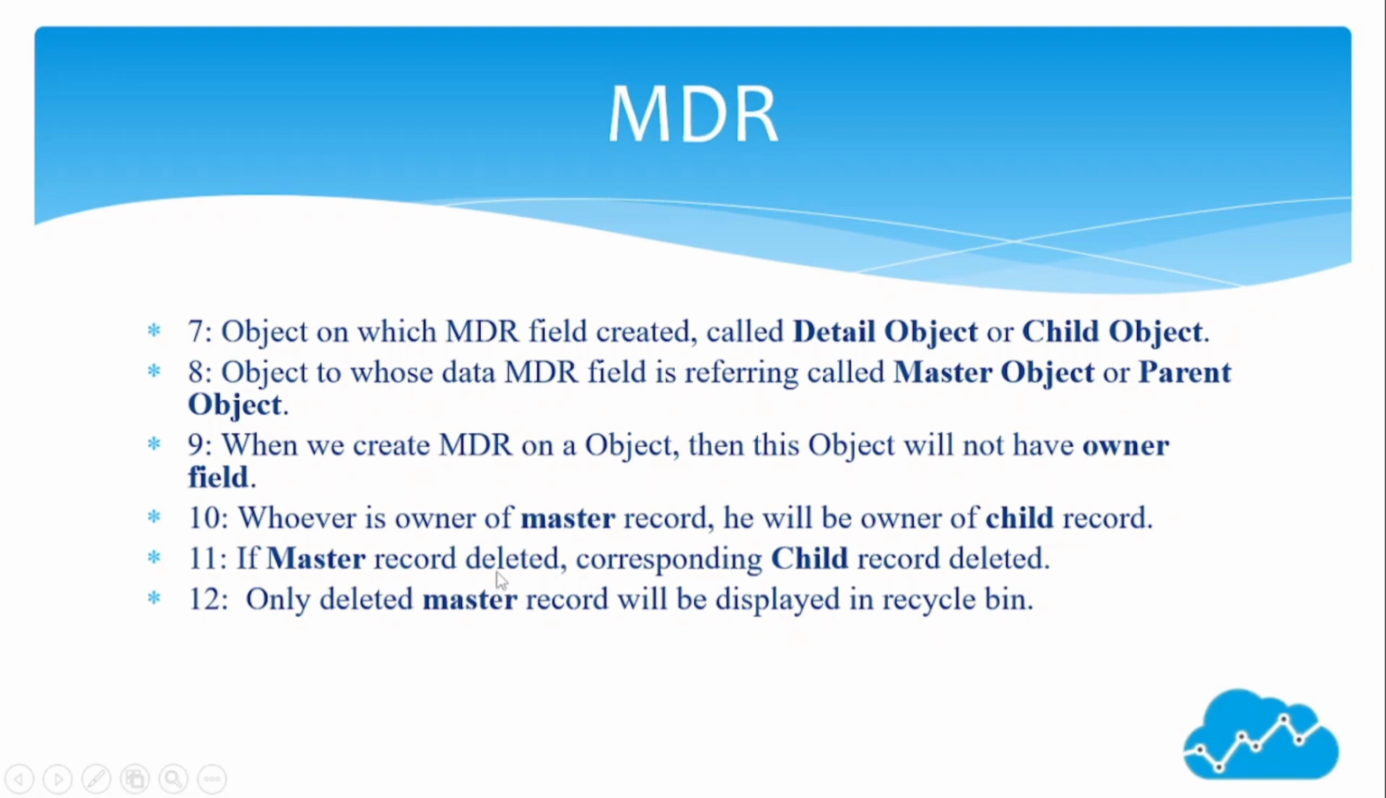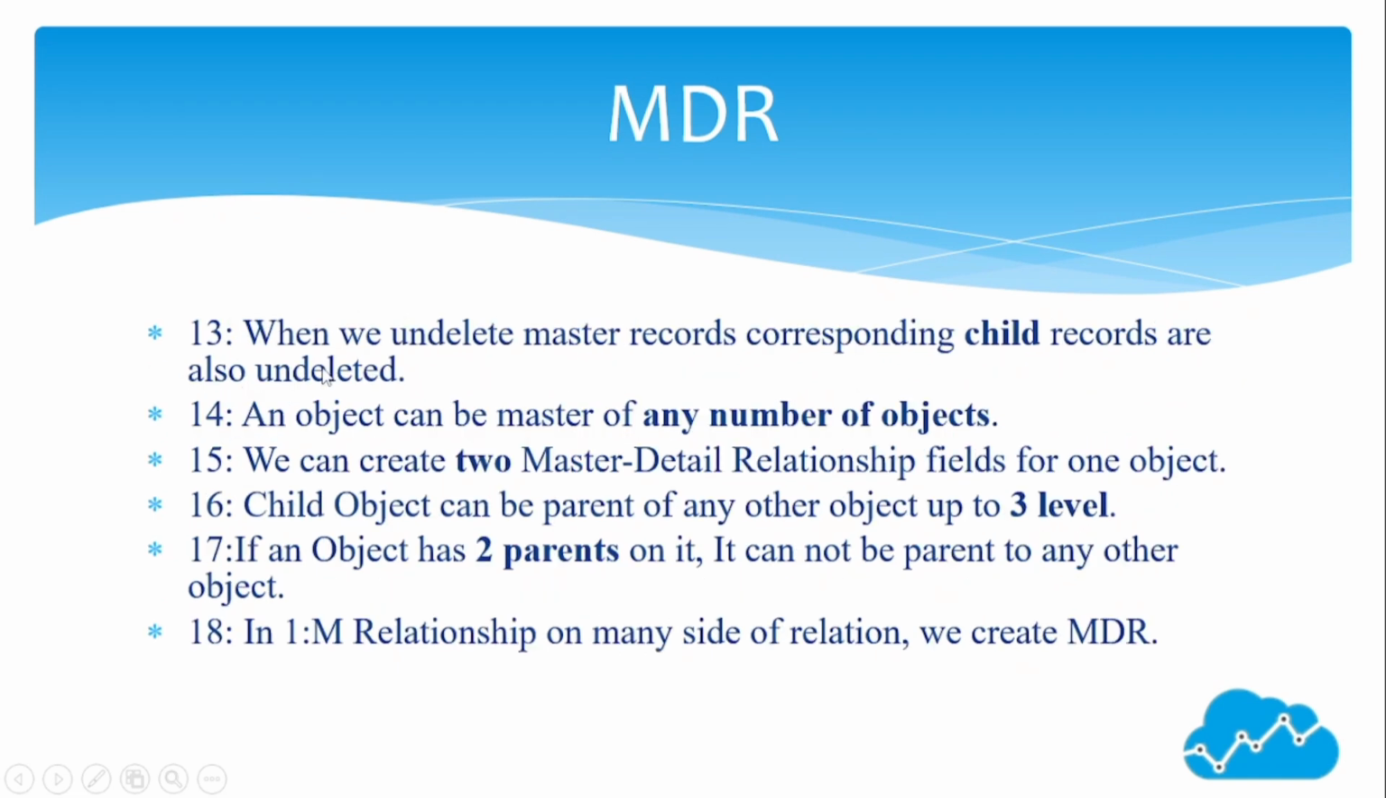If master record is deleted, corresponding child records are deleted. Only the deleted master record will be displayed in recycle bin. When we undelete master record, corresponding child records are also undeleted.